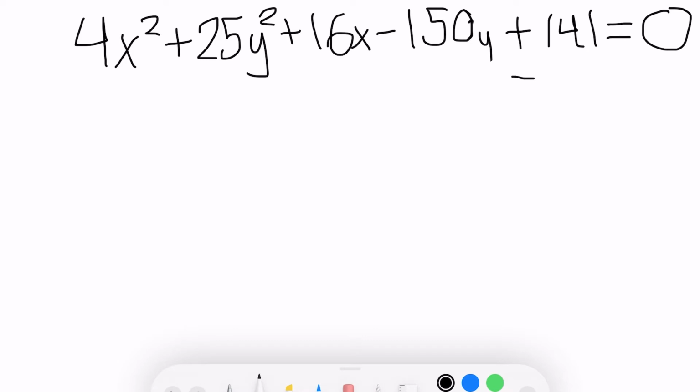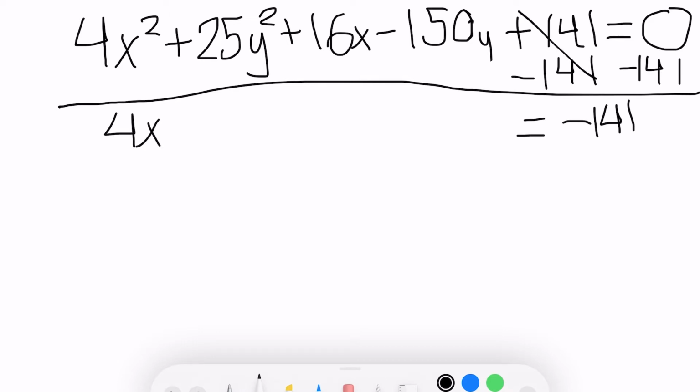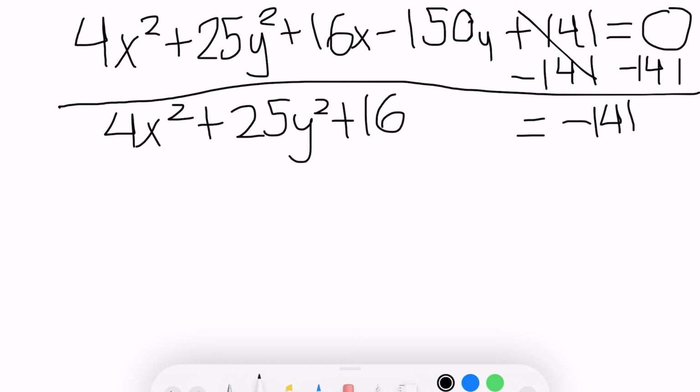Let's begin. First, we're going to subtract 141 from both sides, just to keep it balanced, in order to write it into standard form. So then the equation would be 4x squared plus 25y squared plus 16x minus 150y equals negative 141, because 141 minus 141 is 0.